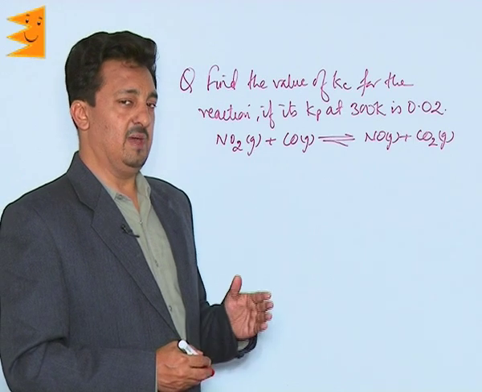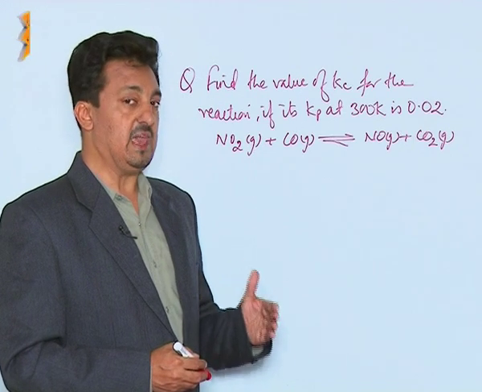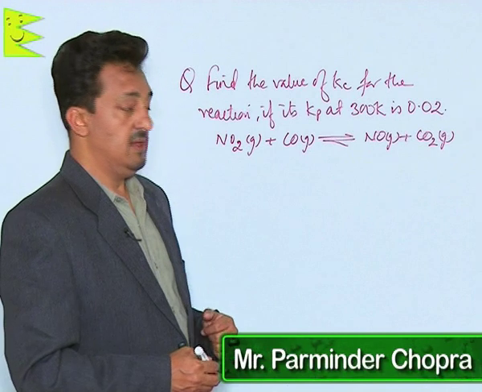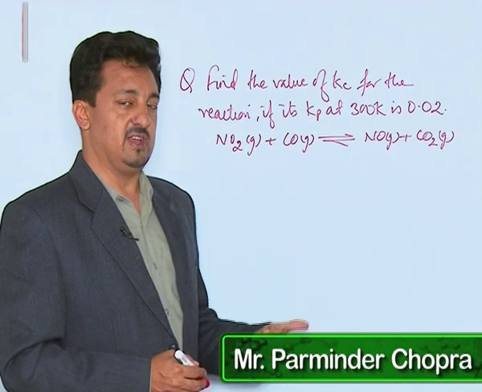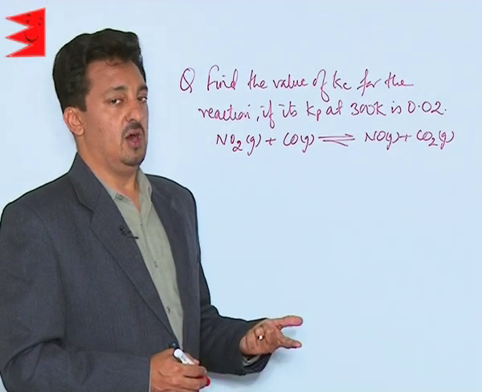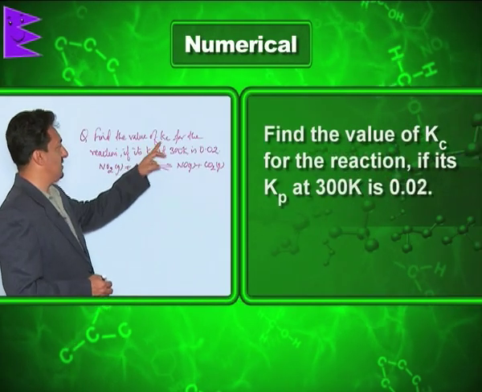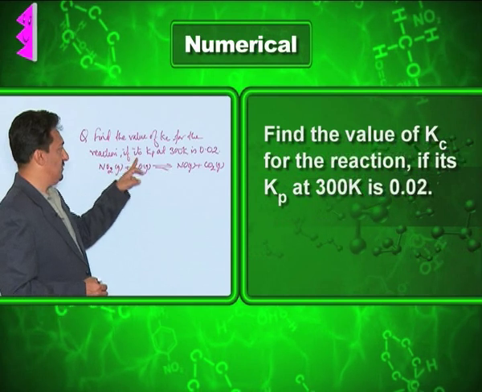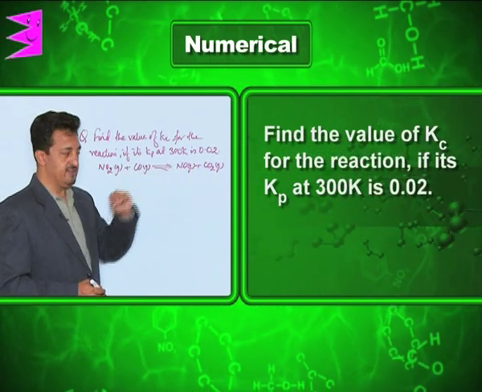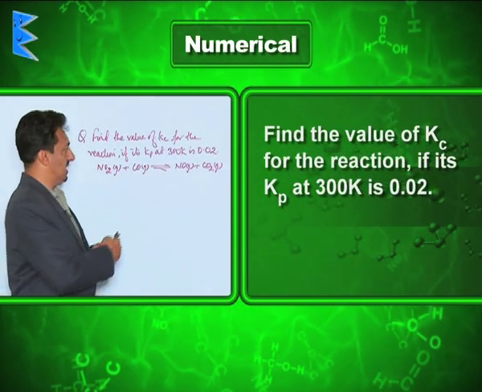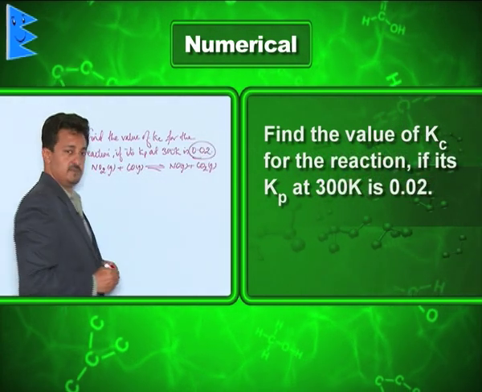Let us take one more numerical to understand the relationship between Kp and Kc, the two equilibrium constants when expressed in terms of their concentrations or in terms of the partial pressures. The numerical is: find the value of Kc for the reaction if its Kp at 300 Kelvin is 0.02. So the Kp is given as 0.02.